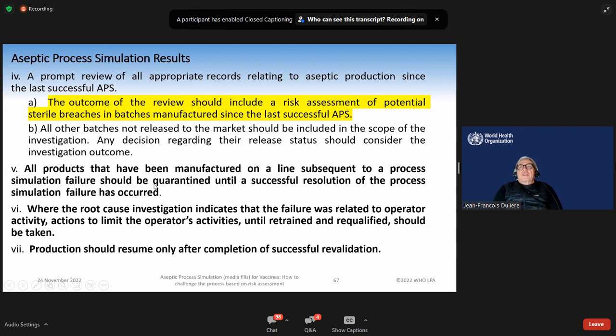All products that have been manufactured online subsequent to a process simulation failure should be quarantined until a successful resolution of the process simulation failure has occurred. And where the root cause investigation indicates that the failure was related to operator activity, action to limit the operator's activities until retrained and requalified should be taken. This is the reason why you should include in your disqualification of personnel this point, which is unsuccessful APS.